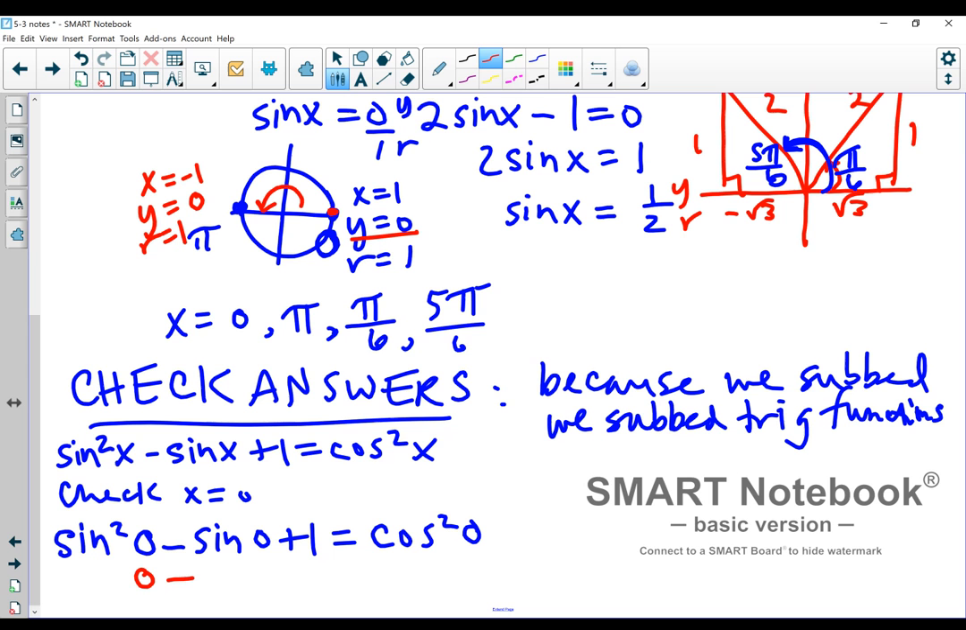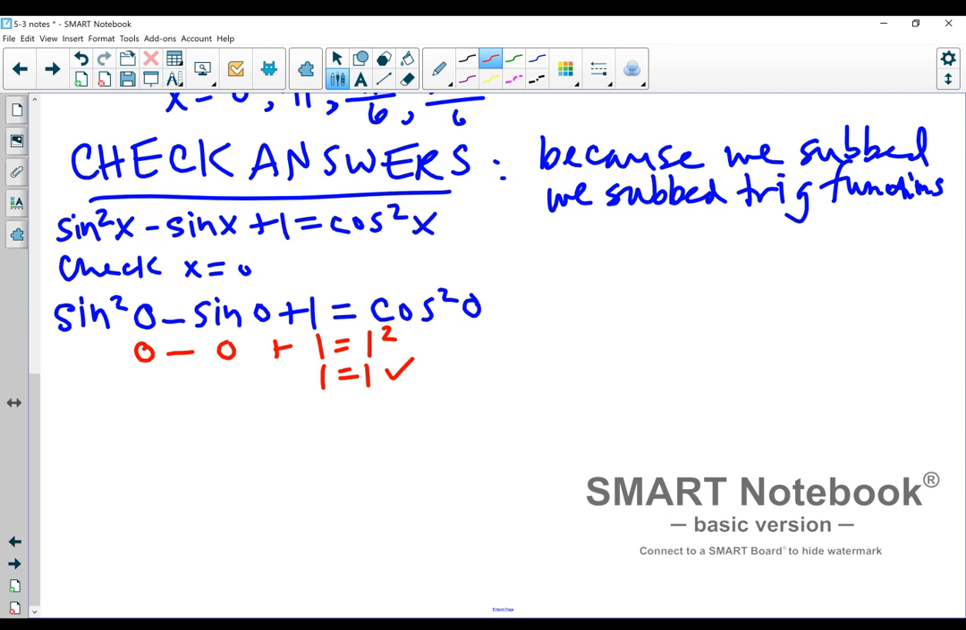0 squared is still 0, minus 0 again, plus 1. And then my cosine squared of 0 would be my x value. Cosine at 0 is x equals 1. So this would be 1 squared. And that means 1 equals 1. So our first answer checks.